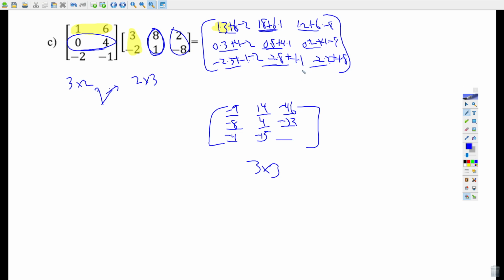Hope I'm doing that right. Oh, wait. Only one of them is negative. This is negative 17, I believe. And the last one would be negative 4 and positive 8, so 4. And there you go, 3 by 3, which is the hardest one we did.